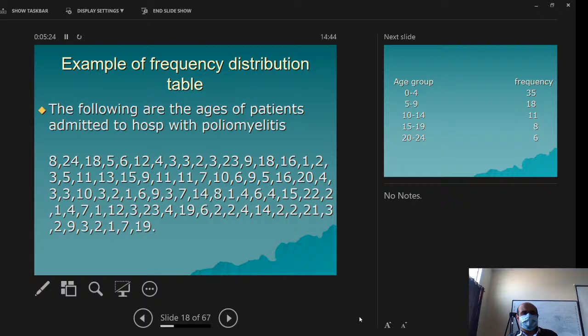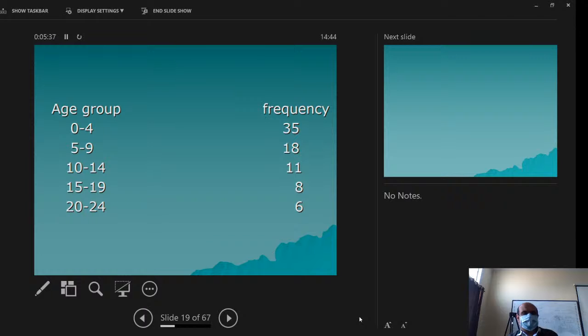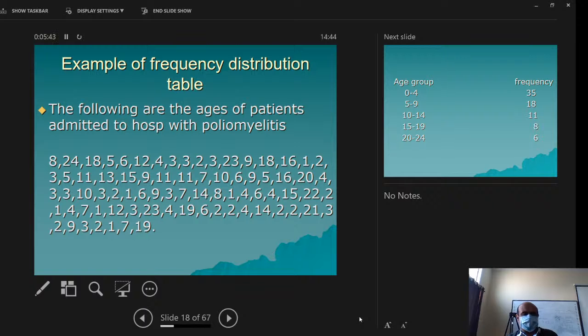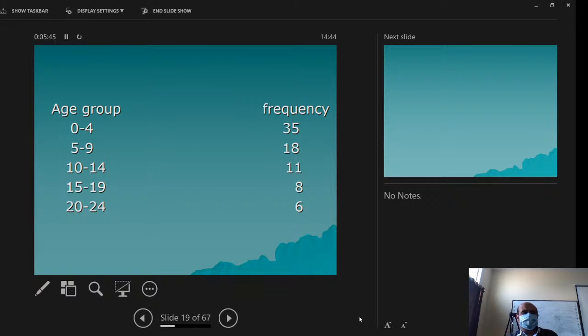The following are the ages of the patients admitted to hospital, from lower to upper, maybe chronological. So age group 0 to 5. This is the crude data. Now when you divide it into a frequency distribution table, we divided it into 5 age groups. Okay.